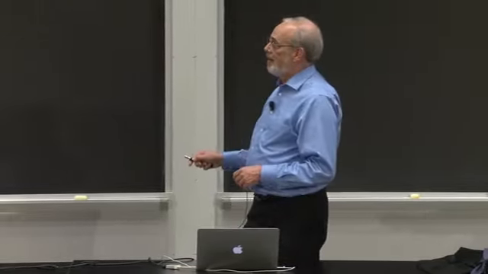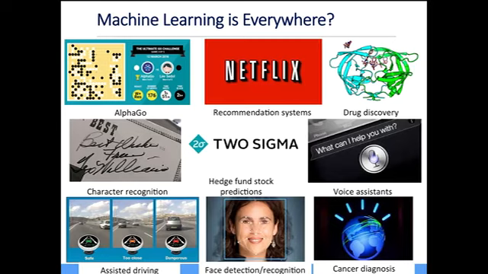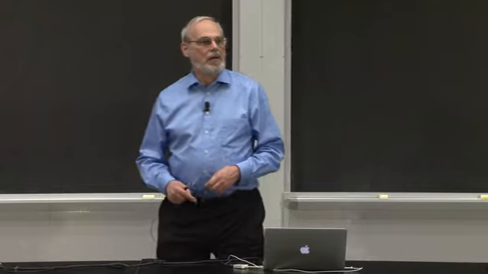Scary thought. Drug discovery, character recognition. The post office does character recognition of handwritten characters using a machine learning algorithm and a computer vision system behind it. You probably don't know this company. It's actually an MIT spinoff called Two Sigma. It's a hedge fund in New York. They heavily use AI and machine learning techniques.